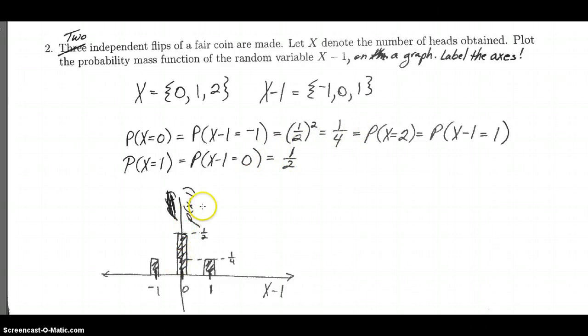Plotting it, we have the PMF, so that's the probability of getting each particular value of whatever our random variable is, which in this case is x minus 1. So anything here on the axis represents the value of x minus 1, and then the y axis represents the probability of getting that particular x minus 1.